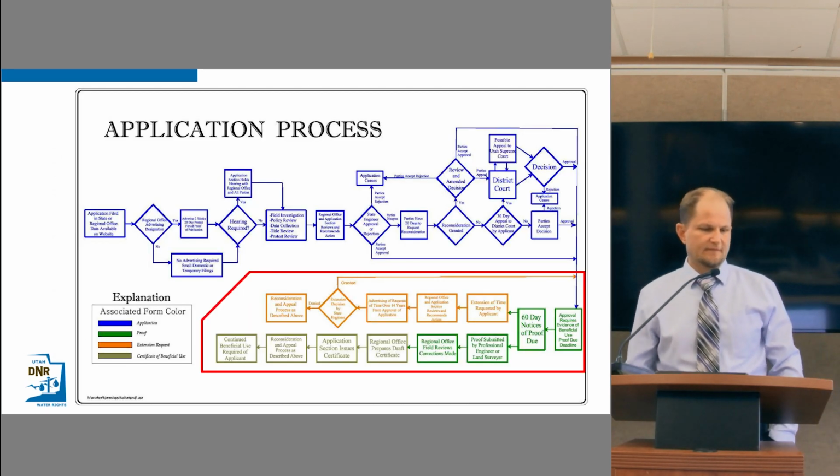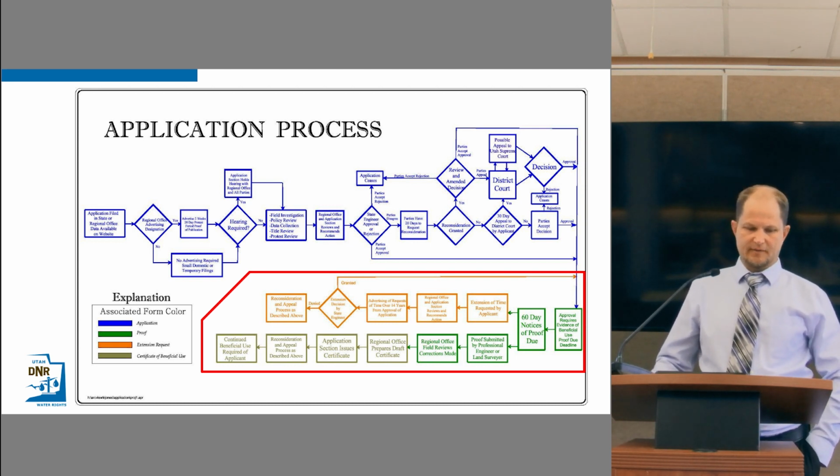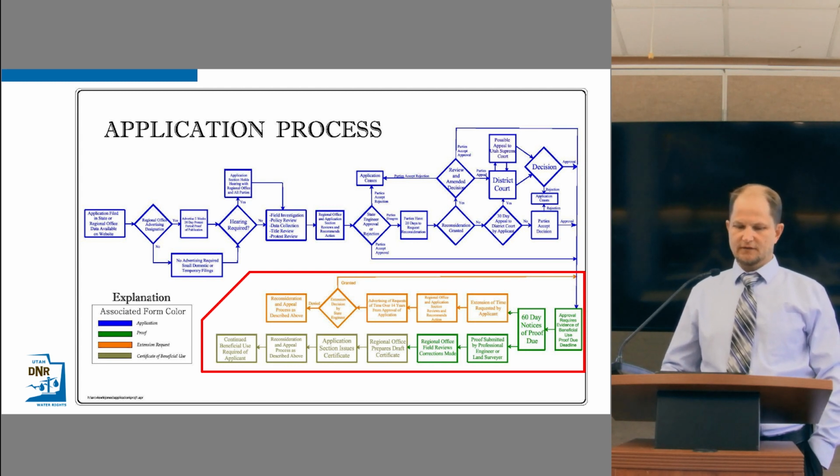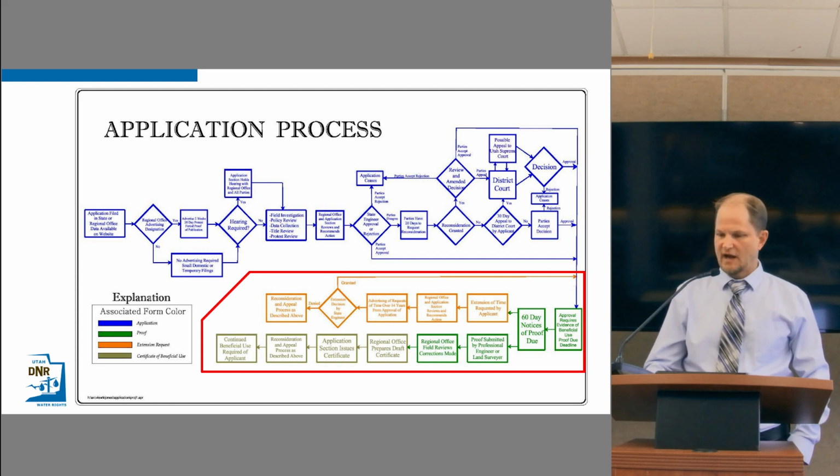But first, let's finish the application process flow chart where Chase left off by watching a video explaining proofs that are processing towards a certificate of beneficial use and proof extension request applications.